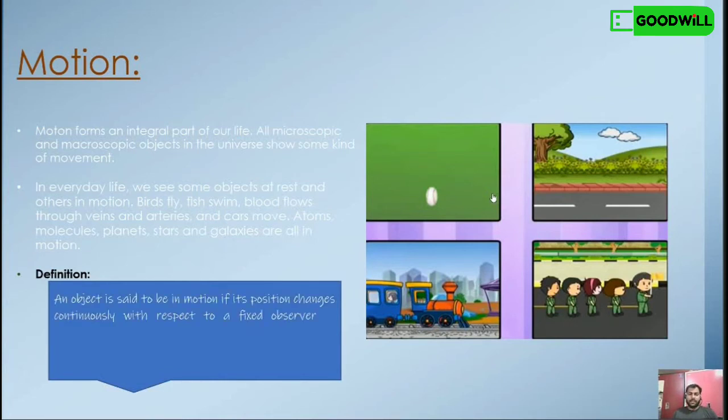An object is said to be in motion if its position changes continuously with respect to a fixed observer or reference point called the origin. So in this definition, we have introduced two terms. One is with respect to a fixed observer or reference point called the origin. We'll discuss this. Just look at the next part.